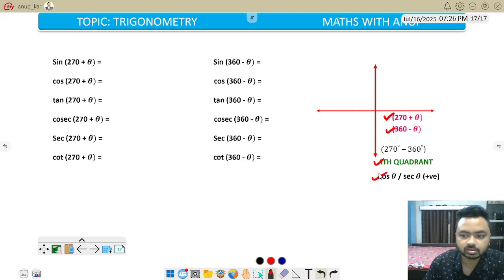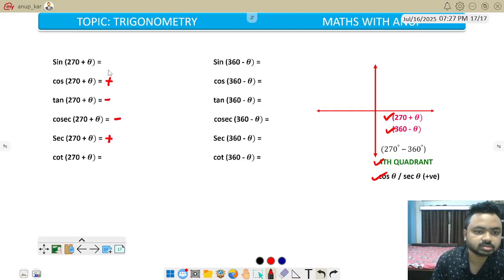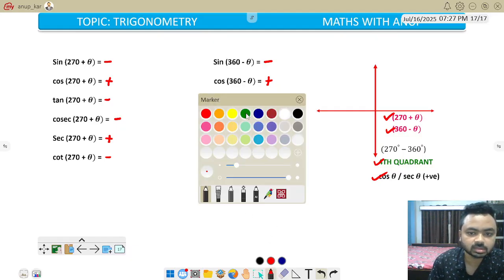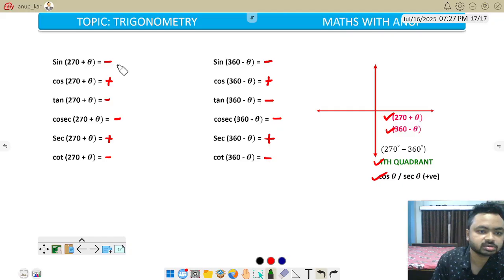So cos and sec will be positive. So let's put cos and sec to be positive, rest other to be negative. So cos and sec are positive, rest other things are negative. So 270 means what? Odd multiple of 90. Odd multiple means it will change to its complementary pair.